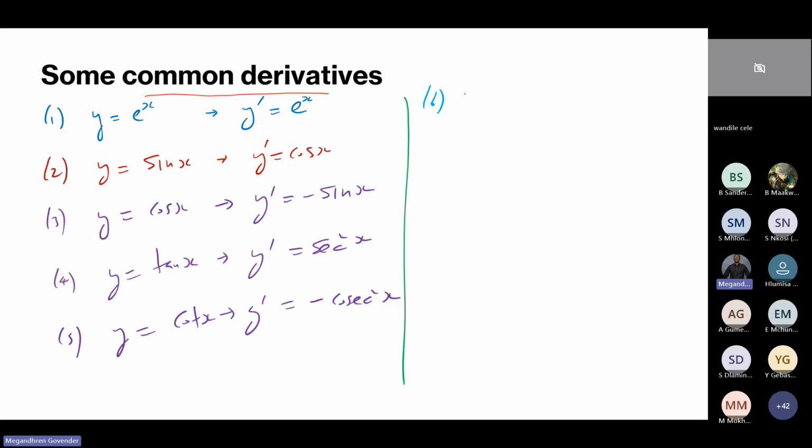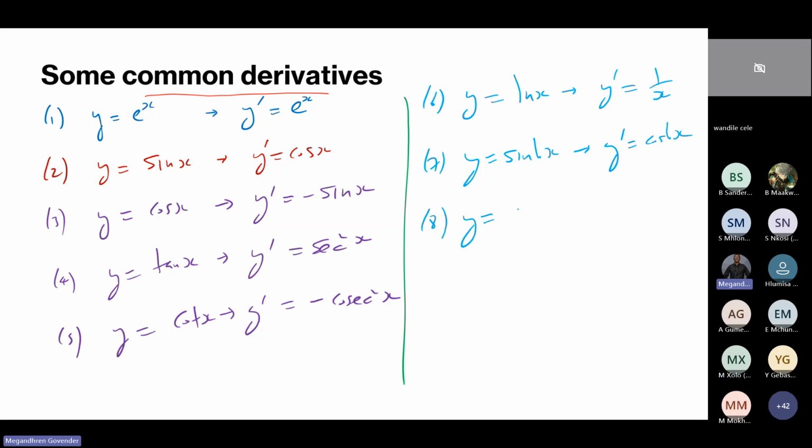Then we also had this very famous one, y equals ln of x. What's the derivative of that? Anybody? 1 over x. That's right. It's 1 over x, right? Thank you. And then we must be able to prove this: if y is equal to sine of x, this is important, then y prime is cos x.